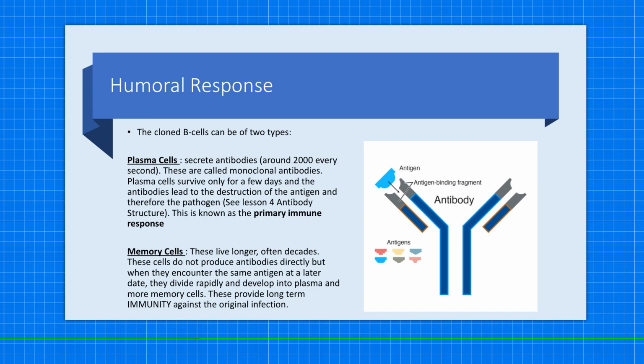The second type of B cells are called memory cells. These live longer, often decades, in your blood and your lymph vessels, and these cells do not produce antibodies directly, but when they encounter the same antigen at a later date, they divide rapidly and develop into plasma and more memory cells. These provide long-term immunity against the original infection.